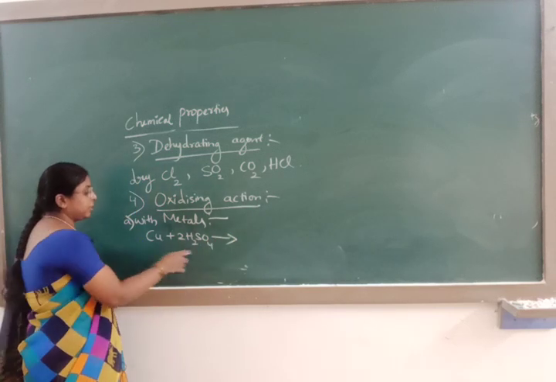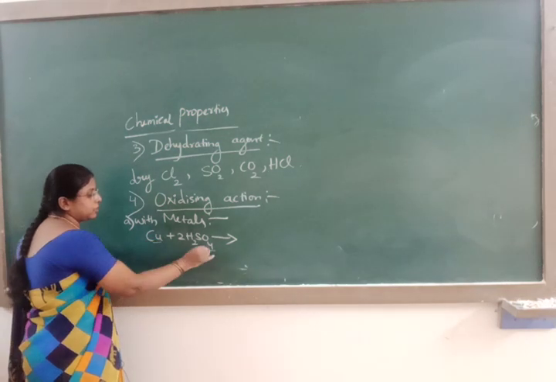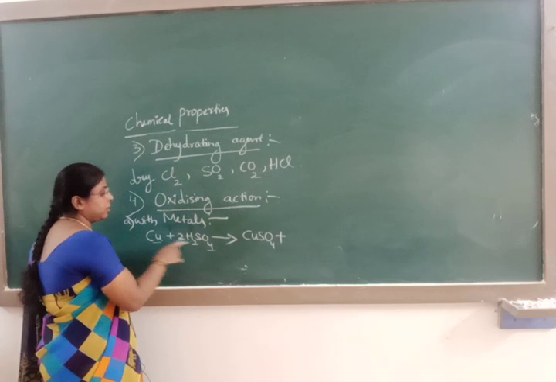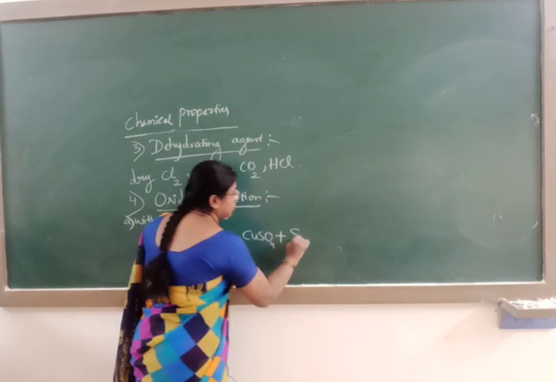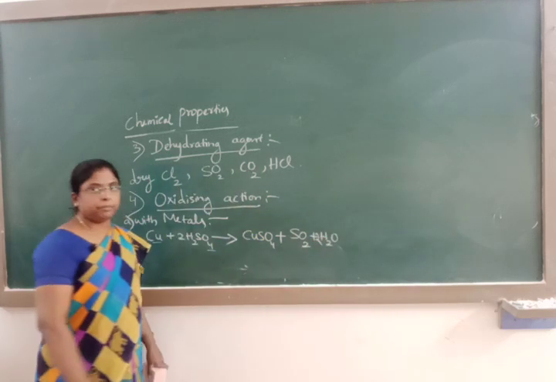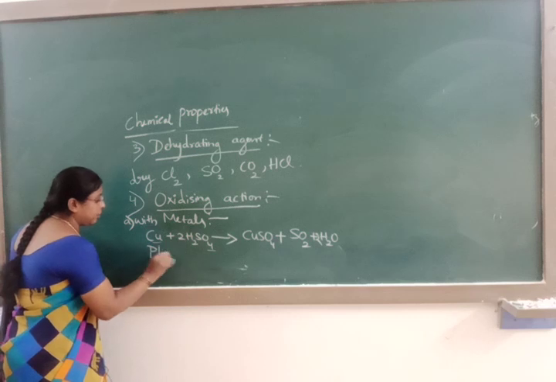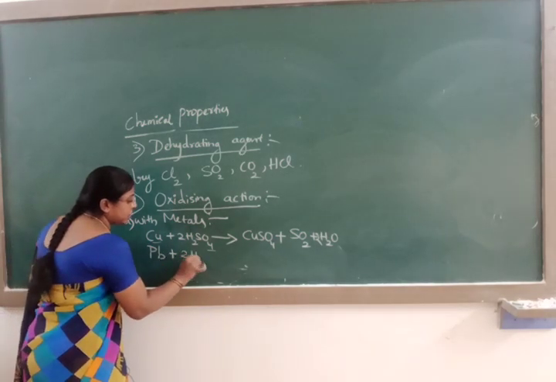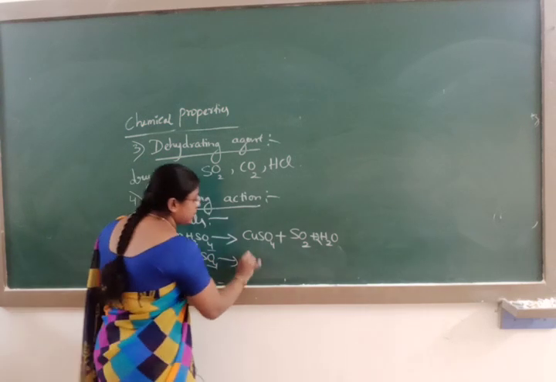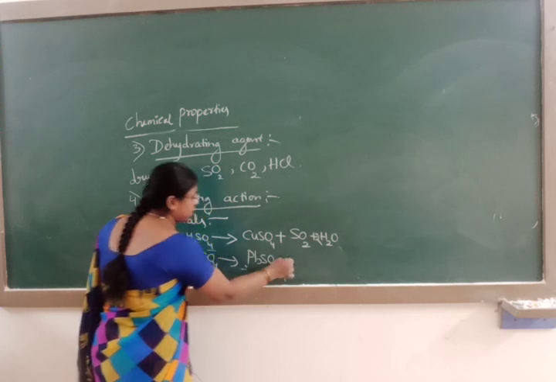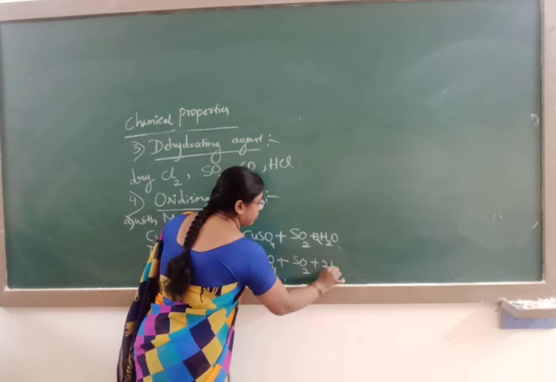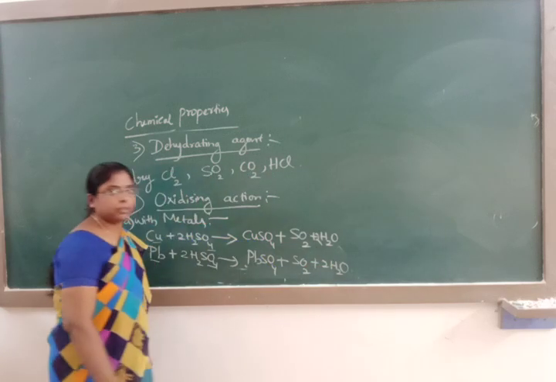Concentrated sulfuric acid when it reacts with copper forms CuSO4, copper sulfate. Along with copper sulfate, you get sulfur dioxide and a water molecule. If we take lead, Pb, lead also reacts with concentrated sulfuric acid to form PbSO4, that is lead sulfate. Along with lead sulfate you get sulfur dioxide and a water molecule. This is regarding the metals.